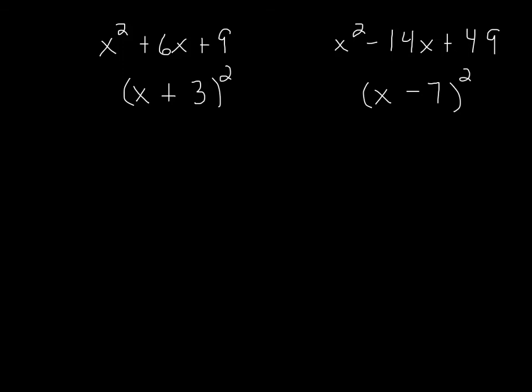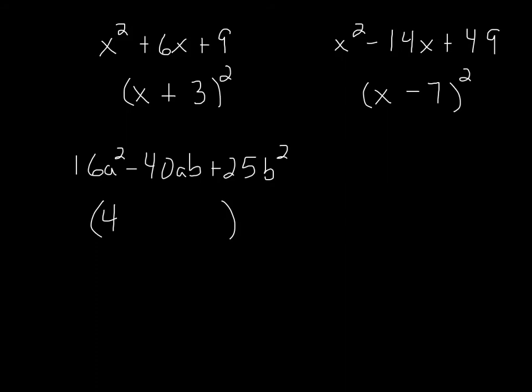The next one, we have 16a squared minus 40ab plus 25b squared. So let's break it down. 16a squared, that's going to become 4a. 25b squared is 5b. And then your sign in the middle is negative, so there you go. And there's your answer. Okay?